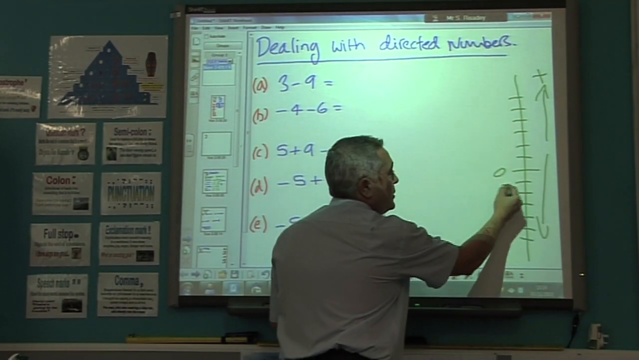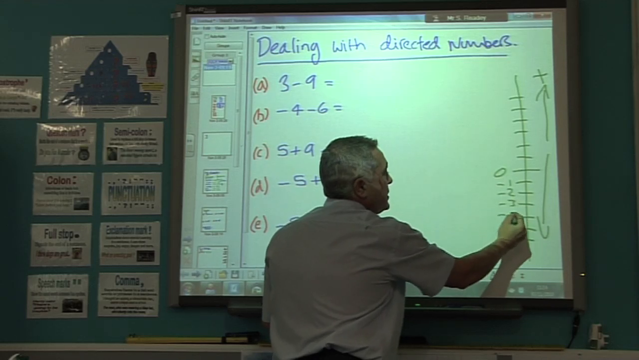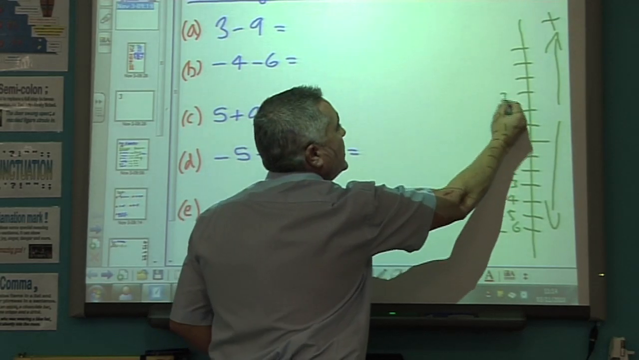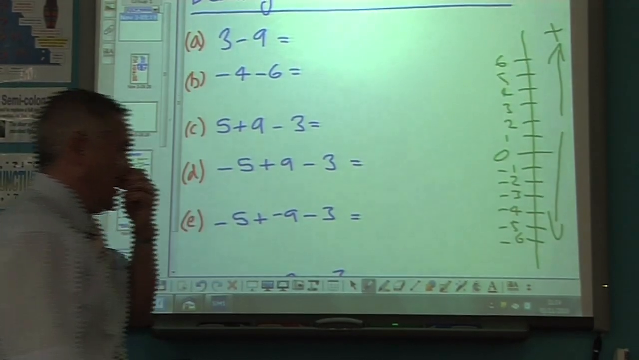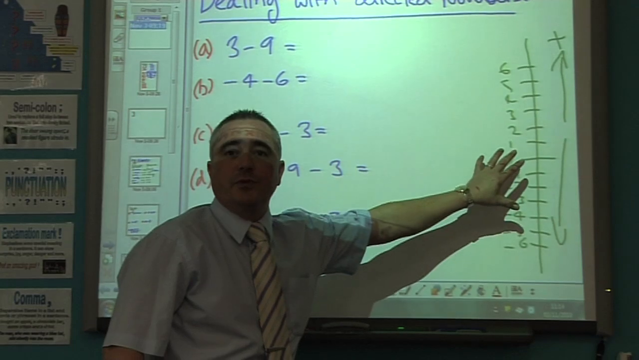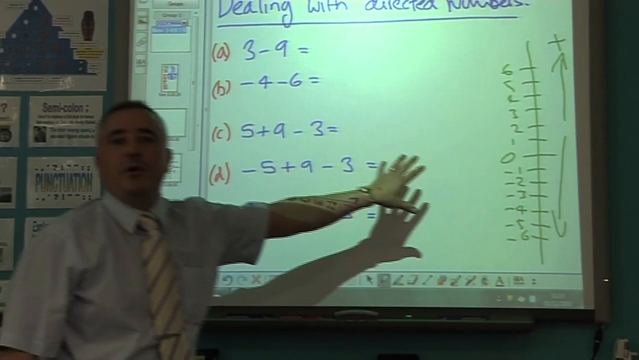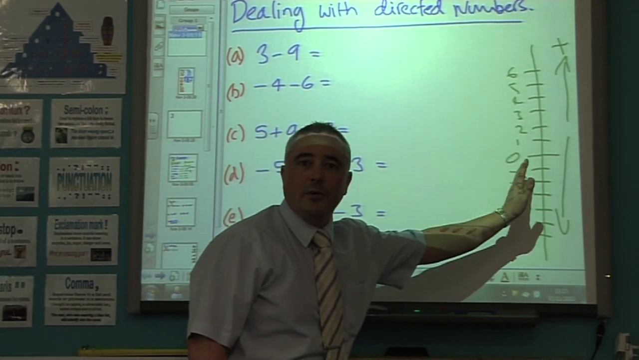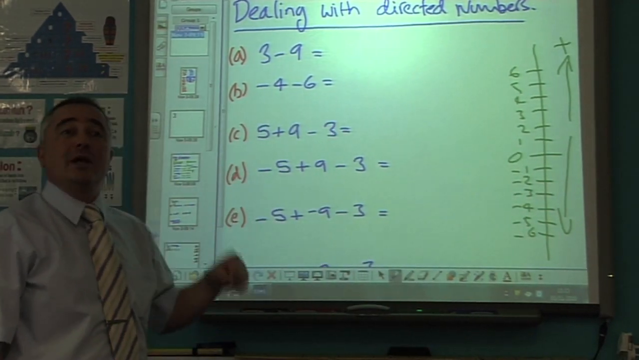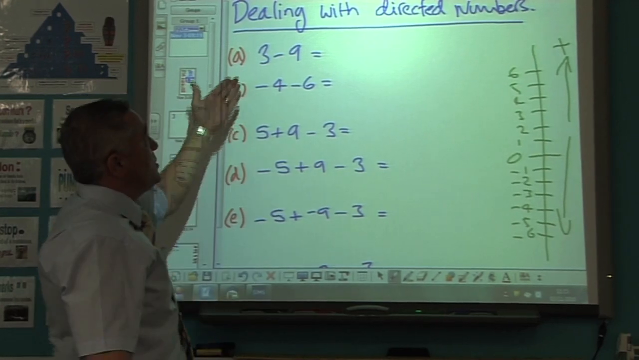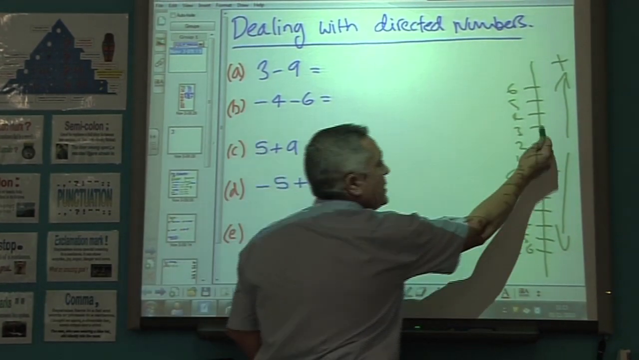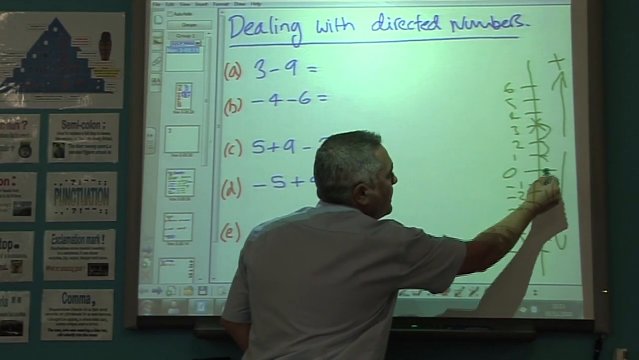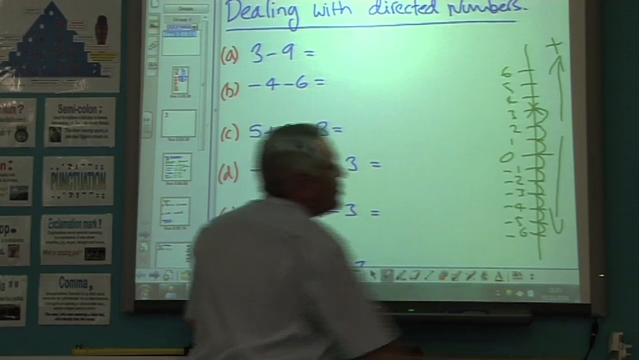Let's put some numbers on. Minus 1, minus 2, minus 3, minus 4, minus 5, minus 6. 1, 2, 3, 4, 5 and 6. Now if you're doing any sort of assessment, all I've done is use the edge of my paper. If you've got scrap paper, bang it on a piece of scrap paper, or at the side of your GCSE paper. Just get something down to help you, a little strategy to help you through the question. 3 take away 9. Start at 3. Take away 9. It's going to go down. I'm going to end up with negative 6.